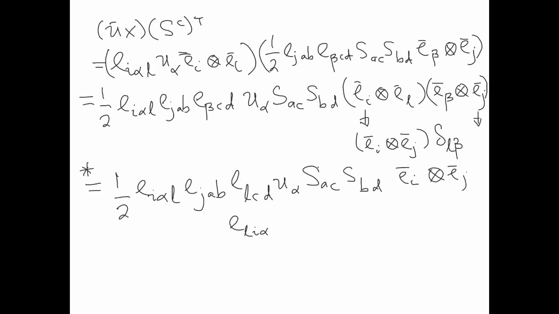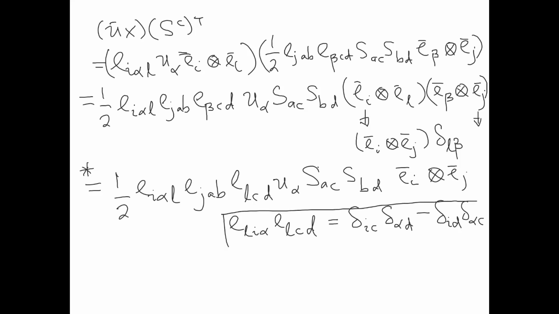alpha, ELCD. From your chapter 1, you know that you can write this as Kronecker delta IC, Kronecker delta alpha D minus Kronecker delta ID, Kronecker delta alpha C. What I've written now, is it correct?